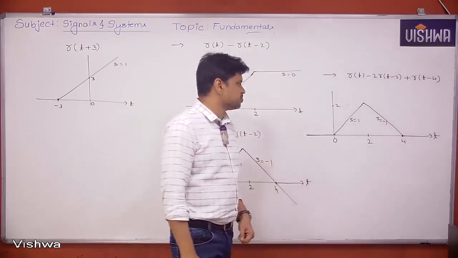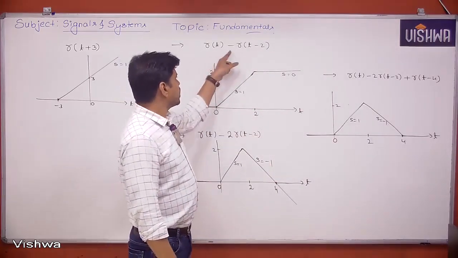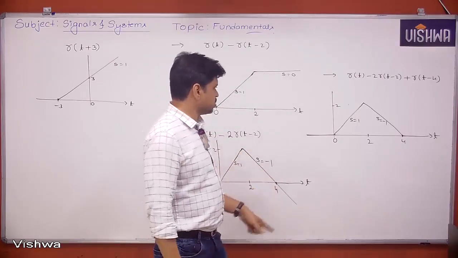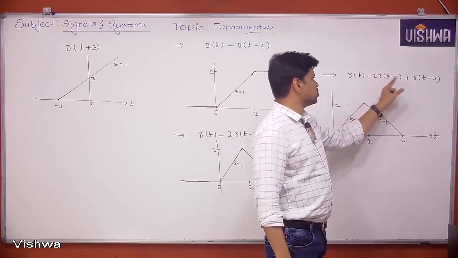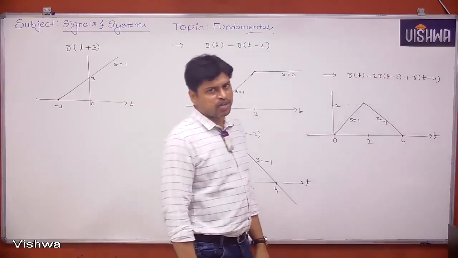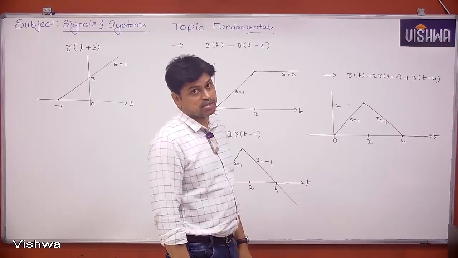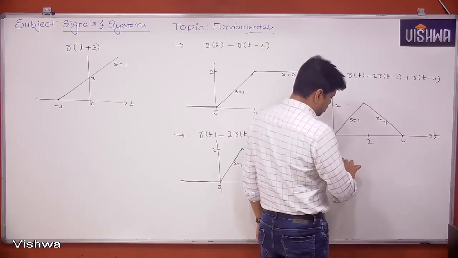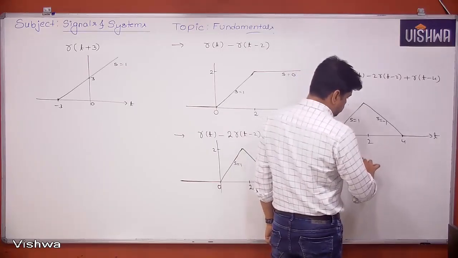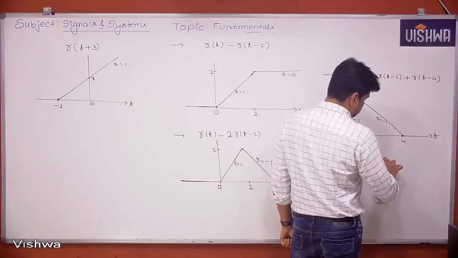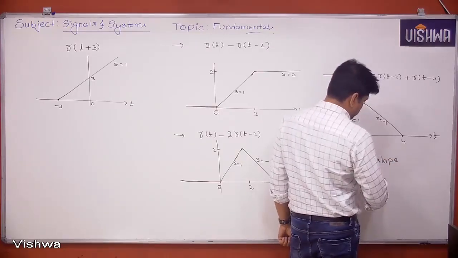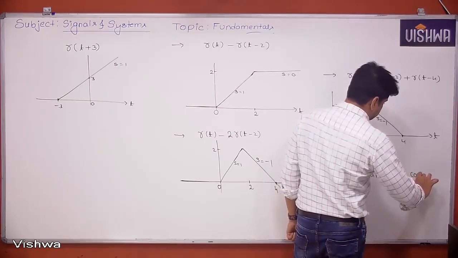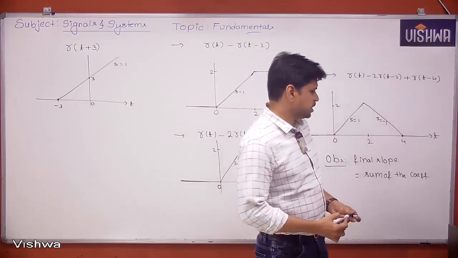Okay, take it. So here also we can say, what is the final slope? 1 minus 1, that is 0. What is the final slope? 1 minus 2, minus 1. What is the final slope? 0. 1 minus 2 plus 1. So the coefficients of the ramp functions give you the final slope, but not the final amplitude. Remember that. So observation: final slope is equal to sum of the coefficients. Okay, take it.